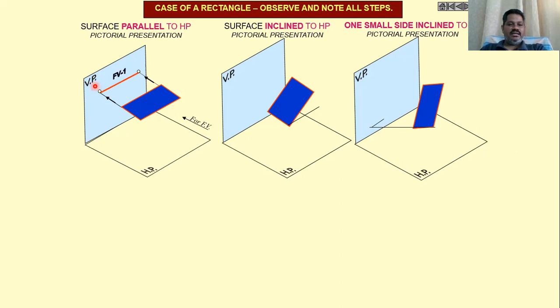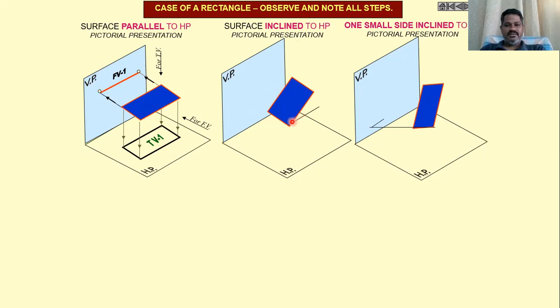Then when you see from the top, we will get the true shape of this rectangular plane. Then that will be projected onto the horizontal plane with the true dimensions of the rectangular surface. I'm naming this as FV1, front view 1 in this case, then top view 1 with these conditions. Now let us come to the second case.